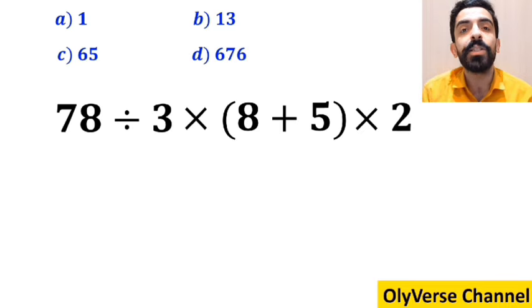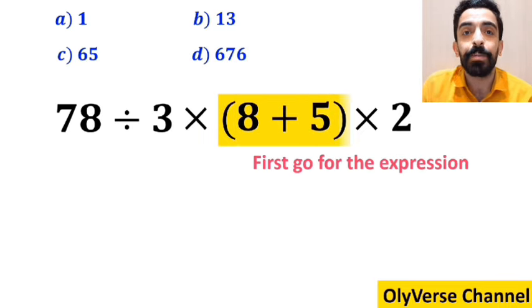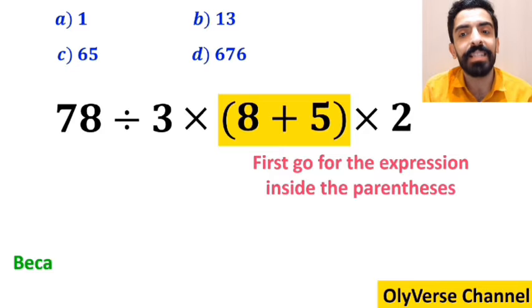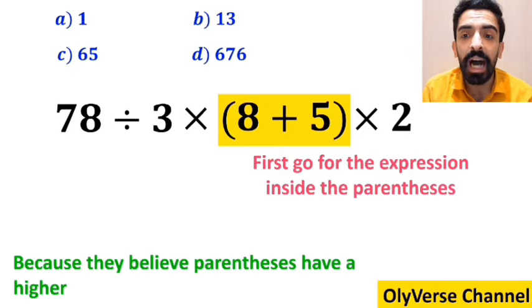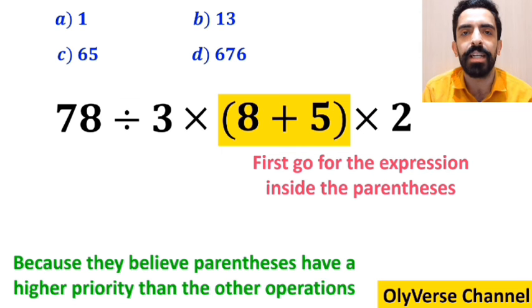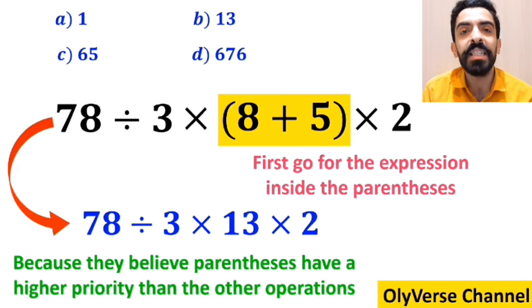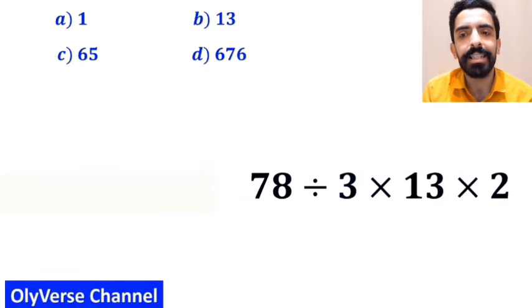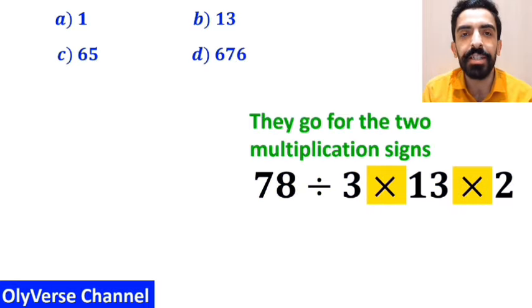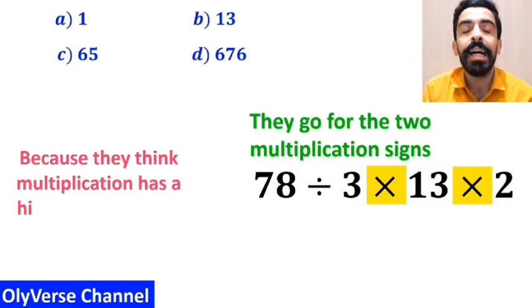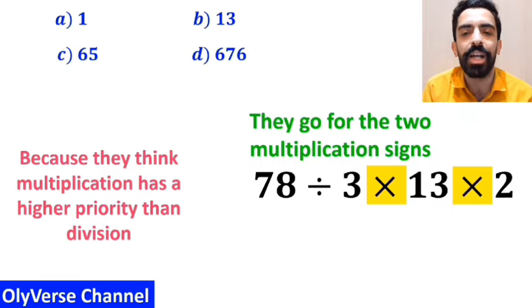Many people, when trying to solve this question, first go for the expression inside the parentheses because they believe parentheses have a higher priority than the other operations. So, they simplify this expression to 78 divided by 3 times 13 and again multiplied by 2. And the next step, they go for the two multiplication signs that I've highlighted in yellow because they think multiplication has a higher priority than division.